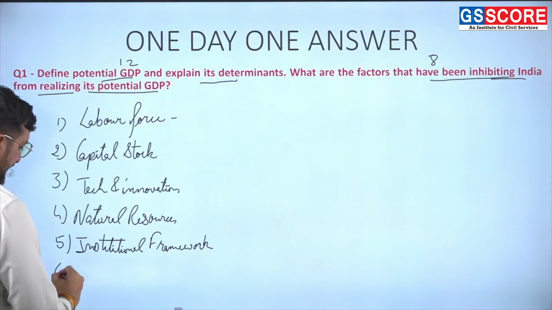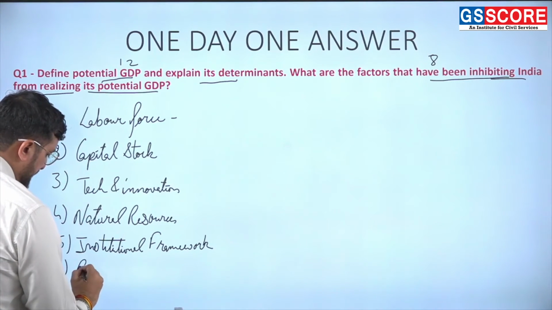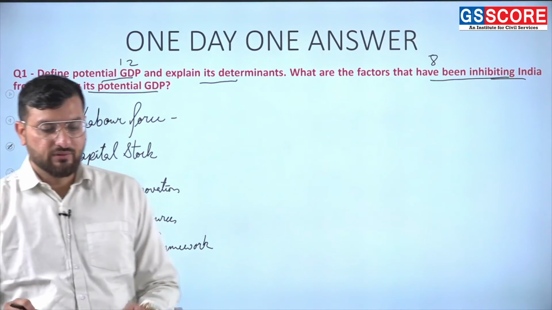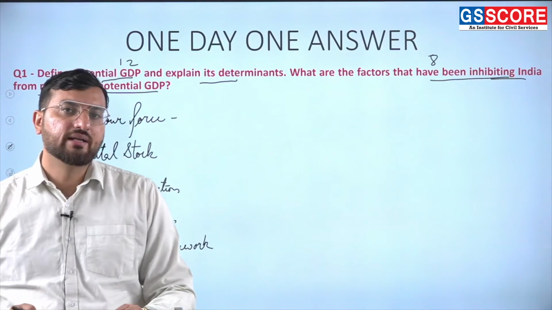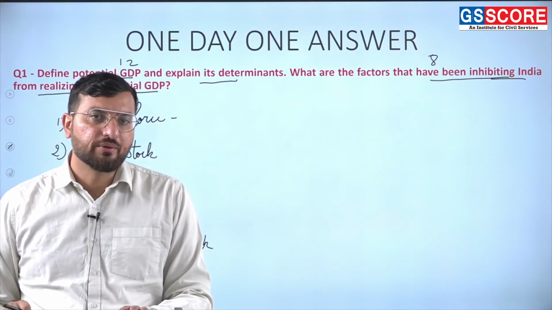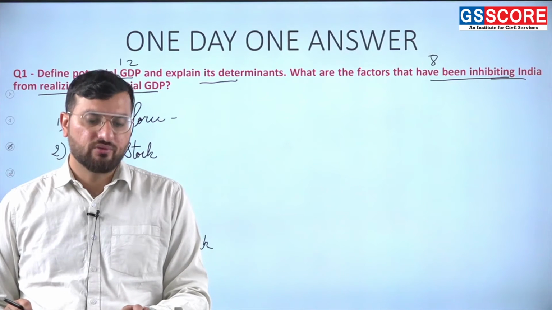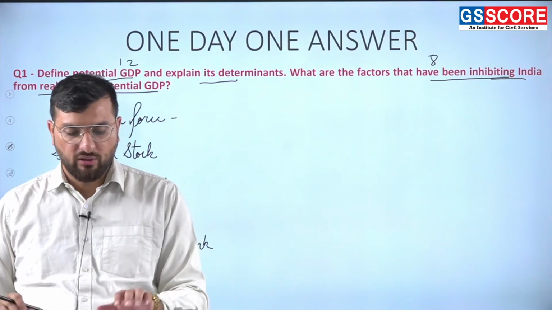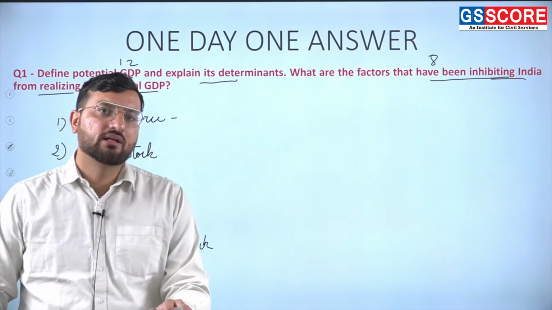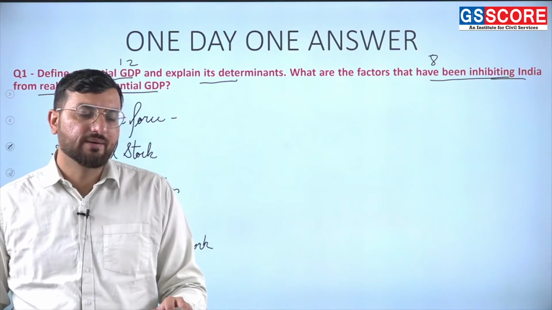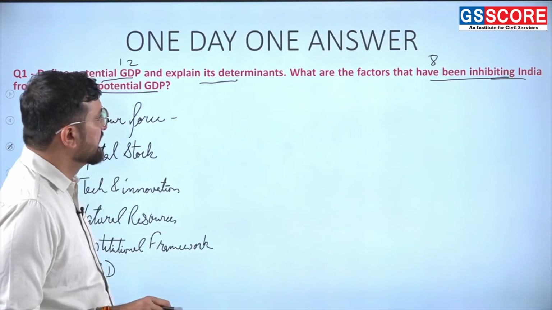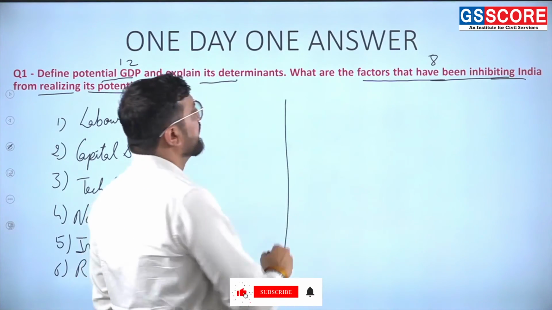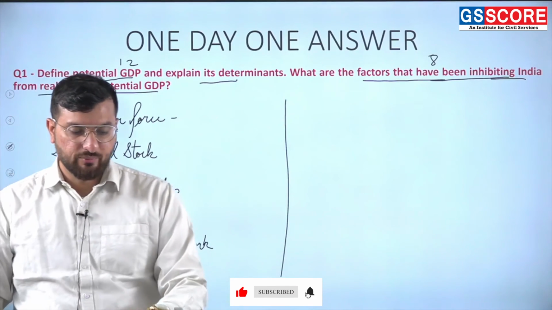Then one more thing we can add is R&D, research and development in your country. If the government is promoting R&D and a lot of competition is there, and that competition fosters innovation, it will lead to development of new technologies and long-term productive capacity will be created. Now let us focus on the second part, the factors that are stopping them from reaching the GDP potential.